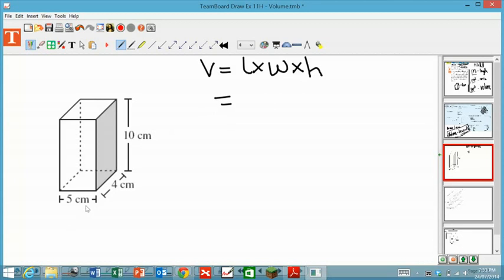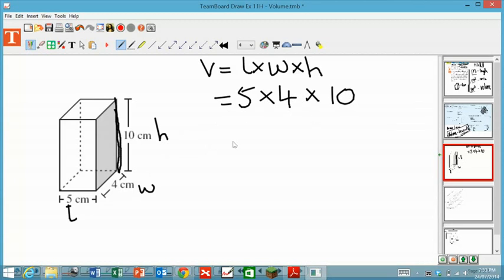Does it really matter which you include as your length, your width, and your height? Not really. So I'm going to call this 5 centimeters my length, this 4 my width, and this 10 obviously is the height of my object. I'm going to substitute these values in. I know my length is 5, my width is 4, and my height is 10. Now I'll calculate it.